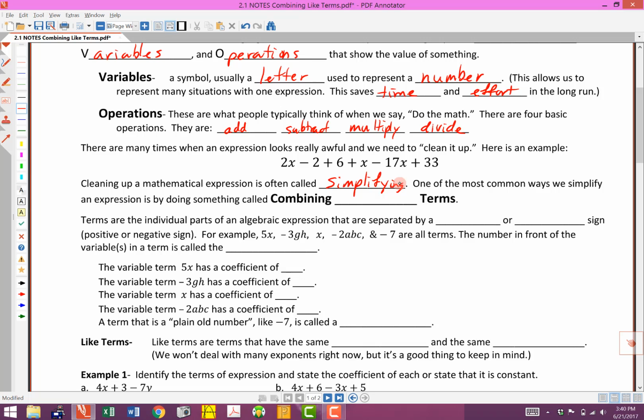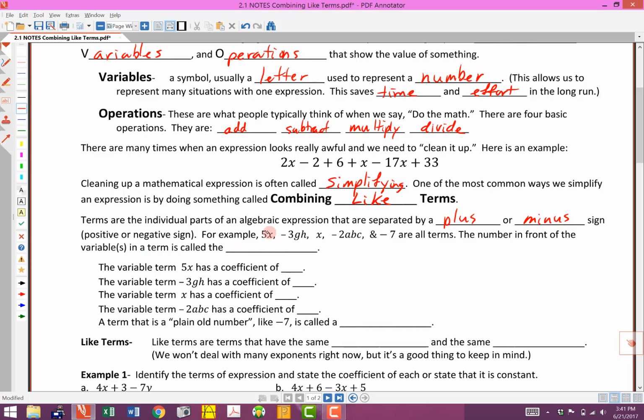And one of the most common ways that we're going to simplify expressions is we're going to combine like terms. So that's what this section is all about. It's about combining like terms. So let's talk about what a term is. Terms are the individual parts of an algebraic expression that are separated by a plus or a minus sign. So if they've got a positive or negative sign separating the terms, that's what's going to separate them.